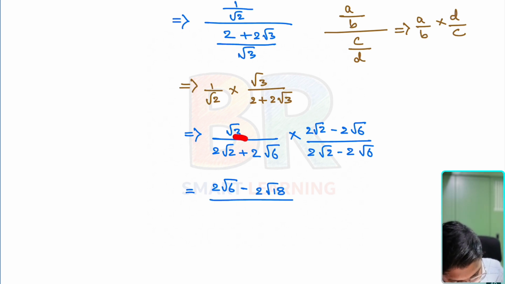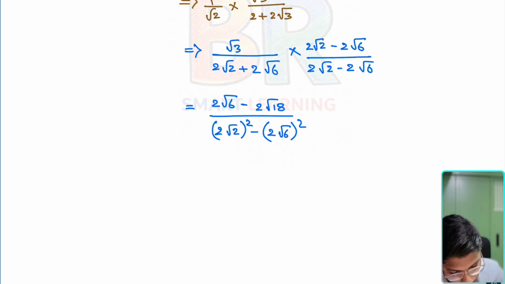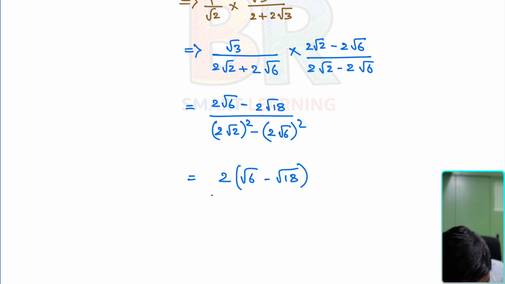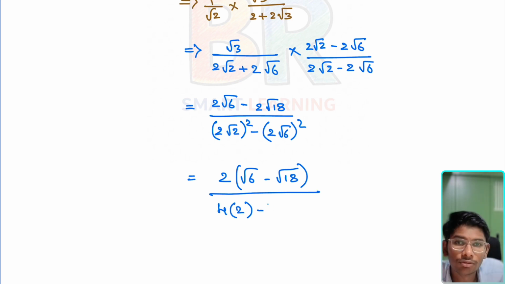Now observe this. This is in the format of a plus b into a minus b. What is a plus b into a minus b? It is a square minus b square. Hence here, 2 root 2 whole square minus 2 root 6 whole square. Now here as 2 is common, we take it outside. 2 into root 6 minus root 18 divided by, what is 2 root 2 whole square? It is 4 into 2, minus 2 root 6 whole square.